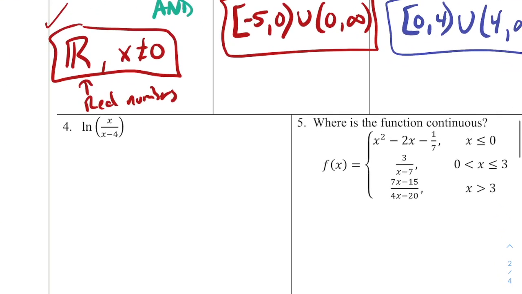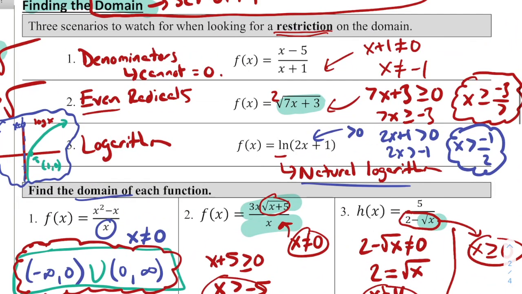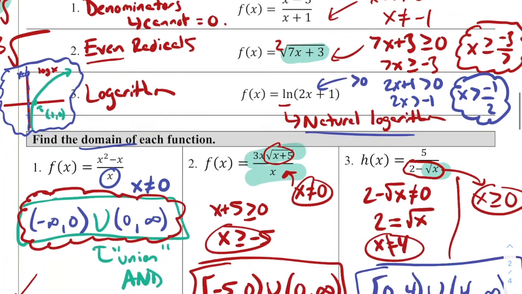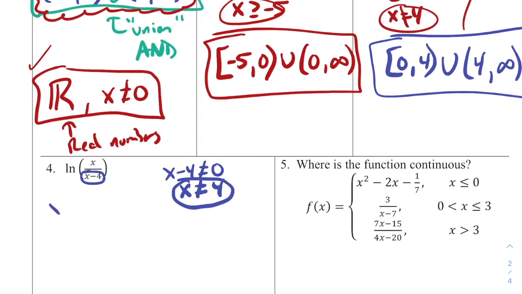What about number 4? Well, in this case, first off, we've got a fraction inside that denominator. I know that x minus 4 cannot equal 0, otherwise that's going to make the denominator 0. So I know that x cannot be equal to 4. That's our first rule for this. But we also know that we've got a natural log. We've got a logarithm. And as we had written up here before, the inside of the logarithm cannot be negative. It has to be positive. So I know that x divided by x minus 4 has to be bigger than 0.